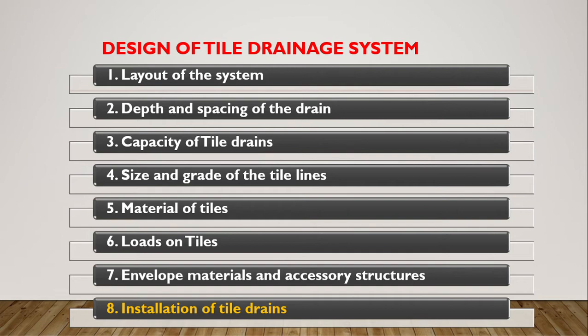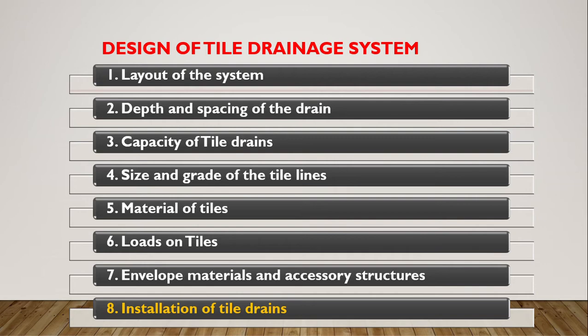And after that we choose the material. There are different materials: clay, concrete, plastic pipelines, etc. Which material has to be chosen for our particular kind of soil, that we choose. And after that we place the tiles and backfill the soil. So the tiles should bear some loads. How much load the tile has to bear, that we have calculated. And after that we discussed the envelope materials and accessory structures.